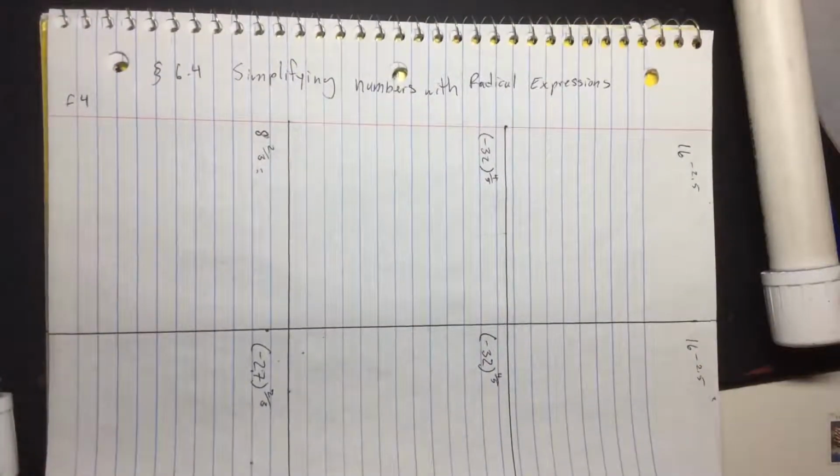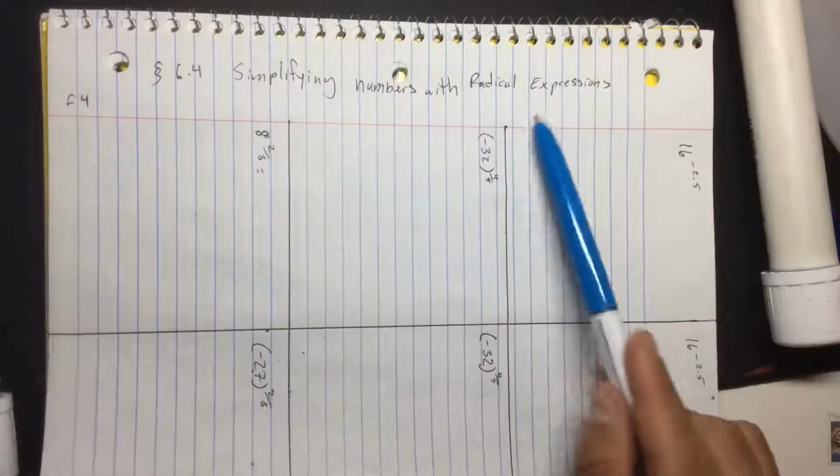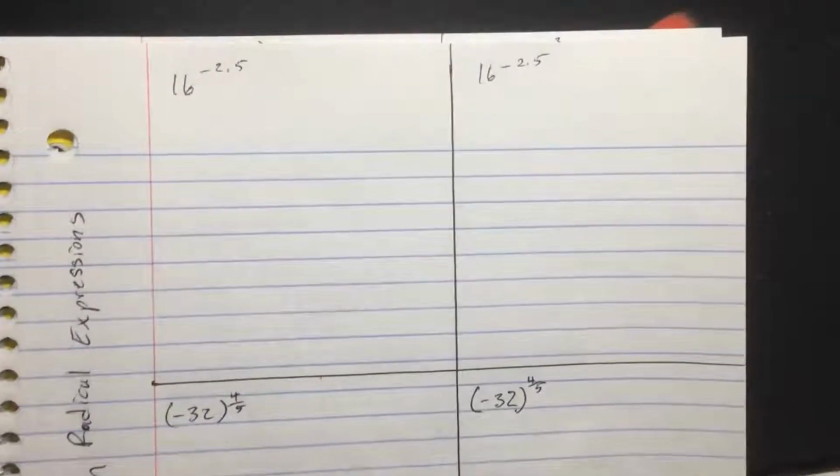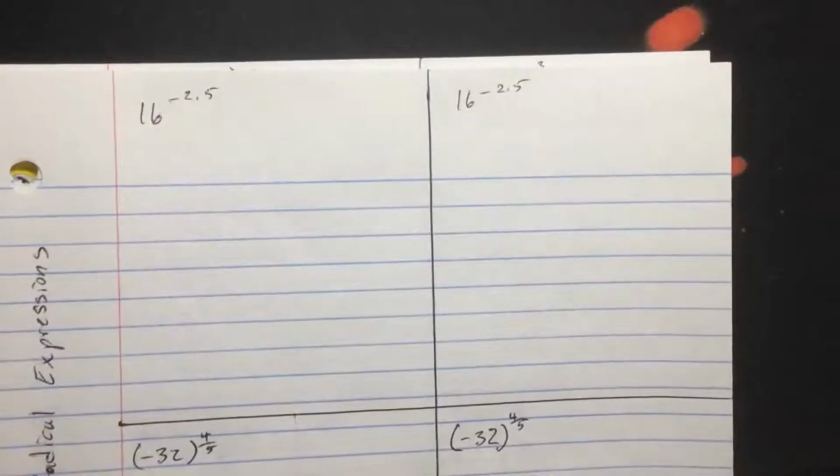This is Foldable 4, section 6.4, simplifying numbers with radical expressions. Once again, we're going to be doing a little bit of a method 1, method 2 action for this one, because I want to show you different ways to do this.